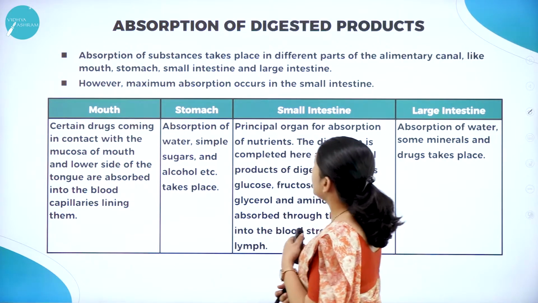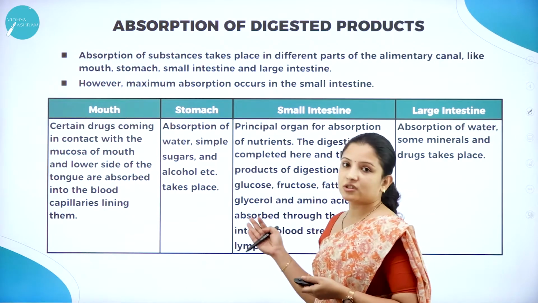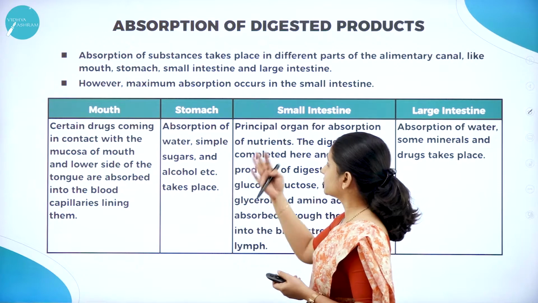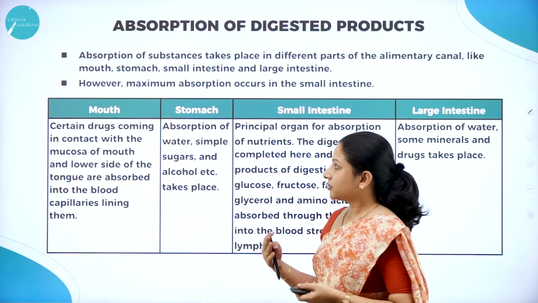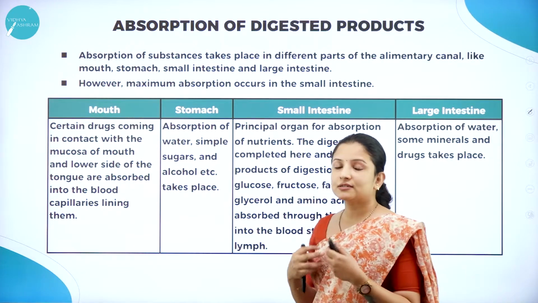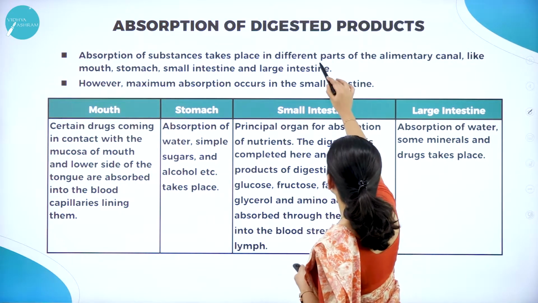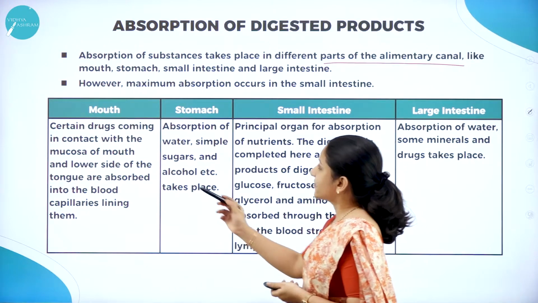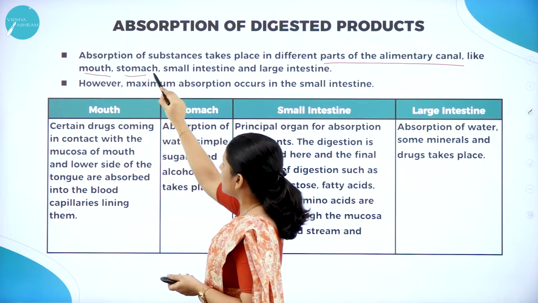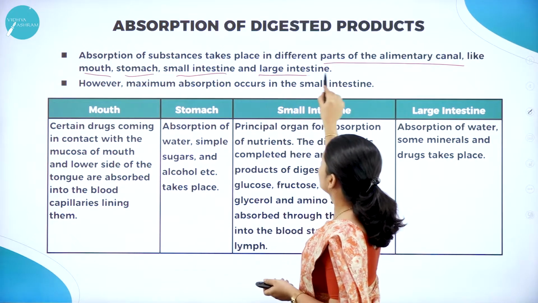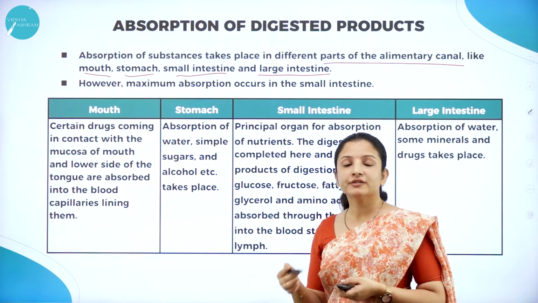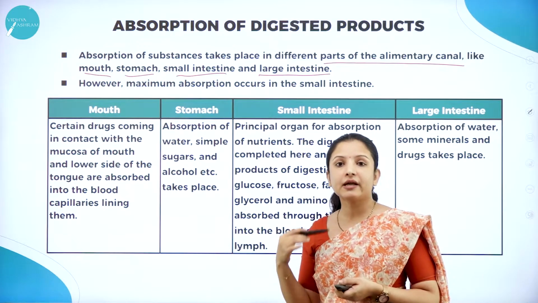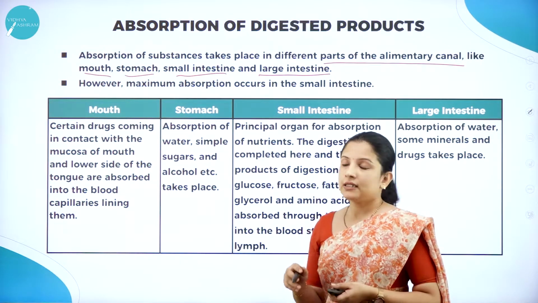So now we shall see the absorption of various substances, like how exactly the absorption occurs in the mouth, stomach, small intestine, and large intestine. So absorption of substances takes place in different parts of the alimentary canal, such as the mouth, the stomach, the small intestine, and also in the large intestine. In the large intestine also absorption occurs, right? Because the excretory product or the undigested food gets absorbed in the large intestine.